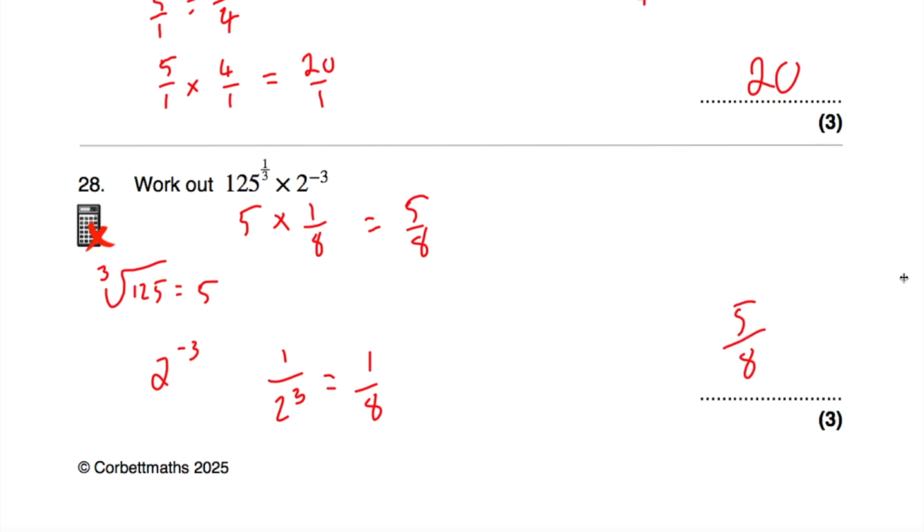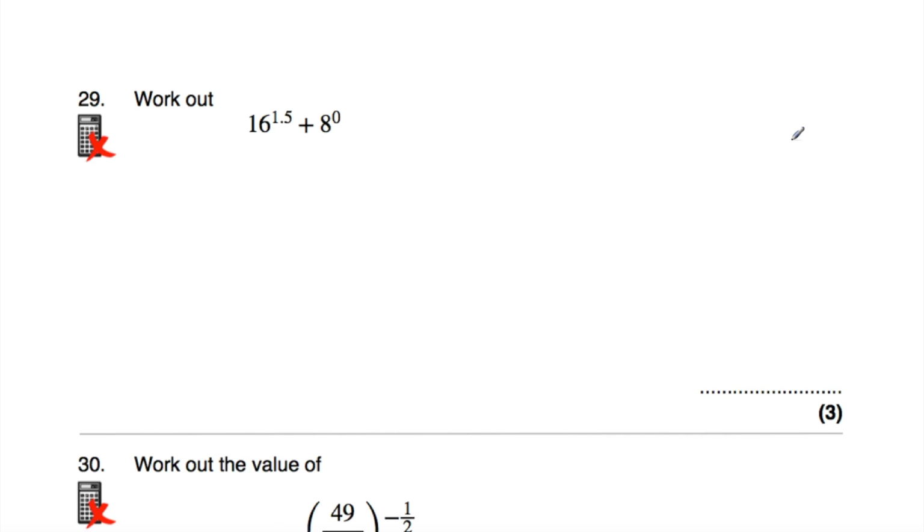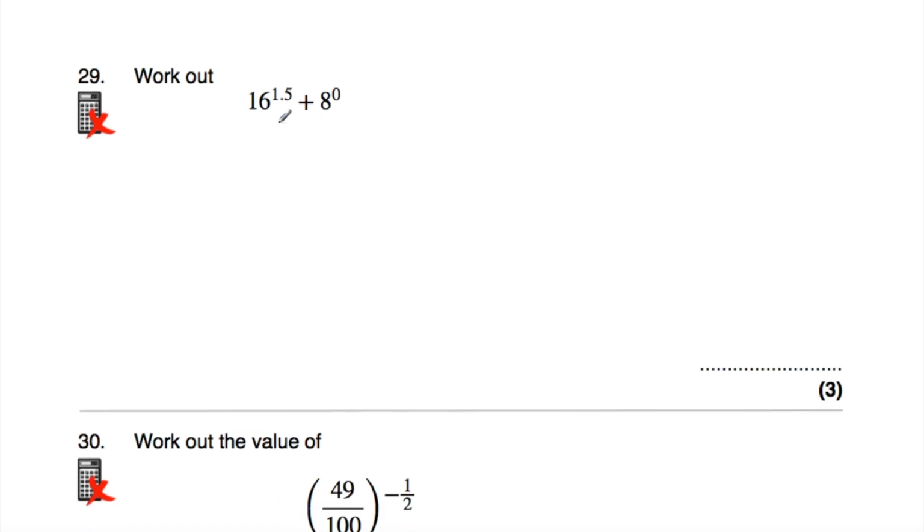Okay, let's look at our next question, question number 29. Okay, so question number 29, we've been asked to work out 16 to the power of 1.5 divided by 8 to the power of 0. Okay, well, 8 to the power of 0 is quite straightforward because remember that anything to the power of 0 except for 0 is equal to 1. So we're going to do plus 1 there because 8 to the power of 0 is 1. Now we just need to work out what 16 to the power of 1.5 is.